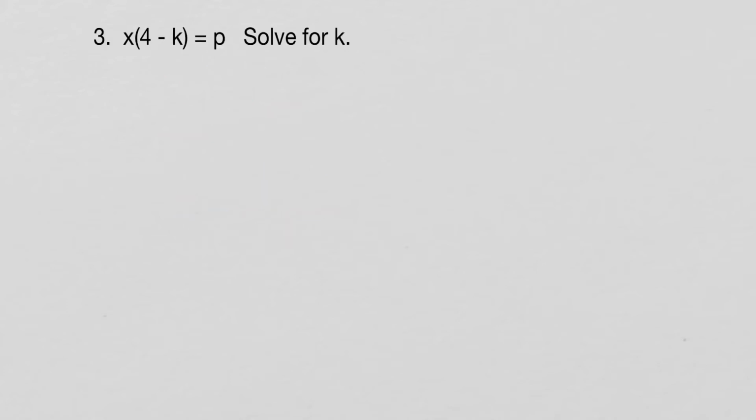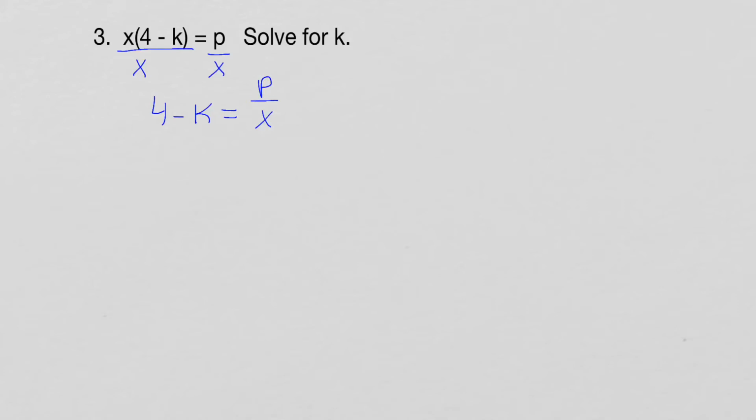Okay, in this equation we're going to be solving for k. So the first question that we ask is, is the k on the left? Yes, it is. Is it first? Well, there's only really one term because of distributive, so yes, it is. Is it alone? It's not. The first thing we're going to do, though, is we need to get rid of the x. So the x is multiplying, so the opposite of multiplying by x is going to be dividing by x. So we're going to divide both sides by x. 4 minus k is equal to p divided by x.